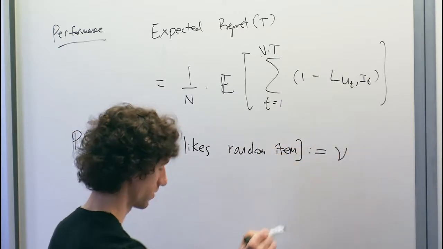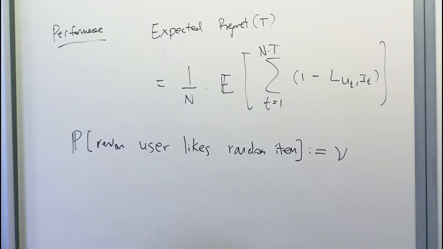So I'm predefined as nu. And this is some constant. You can think of it as like a third or something. Okay, so, theorem.